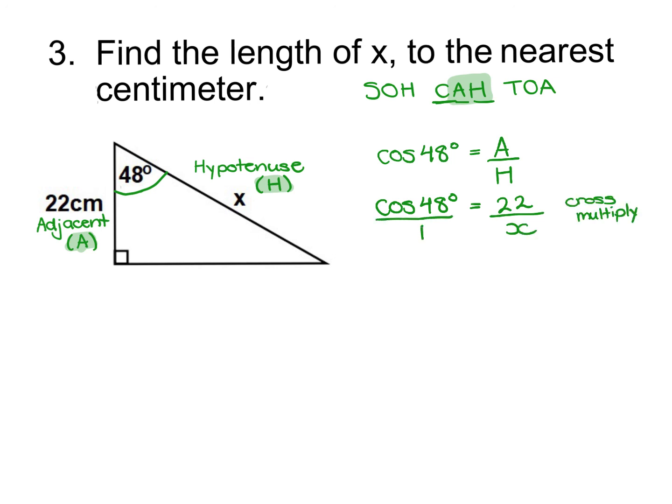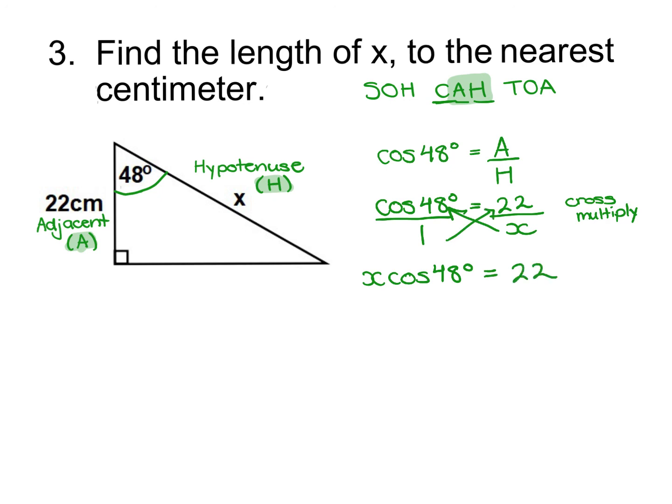Now we're going to cross multiply. So I'm just going to put a 1 at the bottom right here. And let's take the x and cross multiply with cos of 48 degrees. So x times cos of 48 degrees. And on the other side, 1 times 22 is just 22.